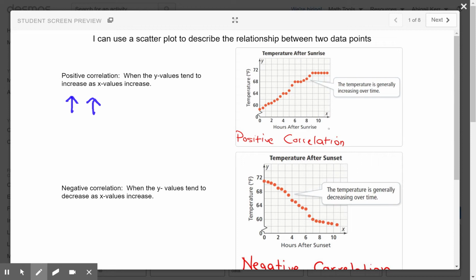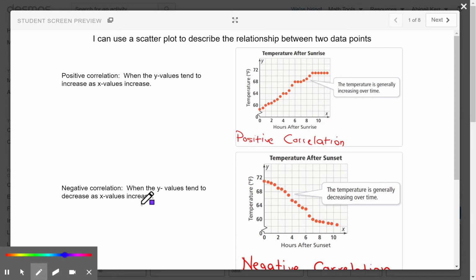6 o'clock, it's kind of chilly outside. 7 o'clock, it's a little bit warmer. 8 o'clock, it's a little bit warmer. 9 o'clock, 12 o'clock, 2 in the afternoon. So that's really a positive correlation because it's trending upwards. It's going up and to the right. You can think of it, if we drew a line like I just did, it would have a positive slope.